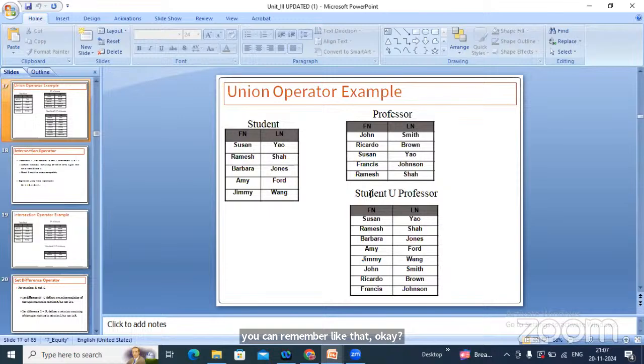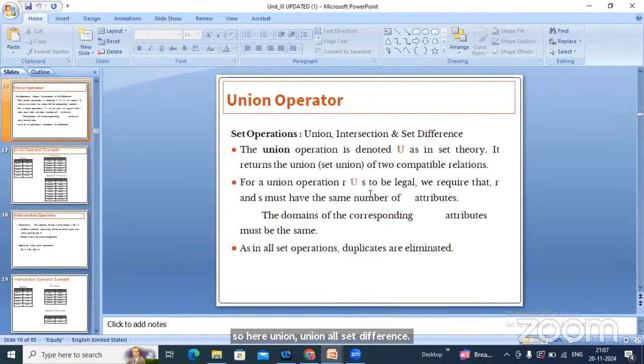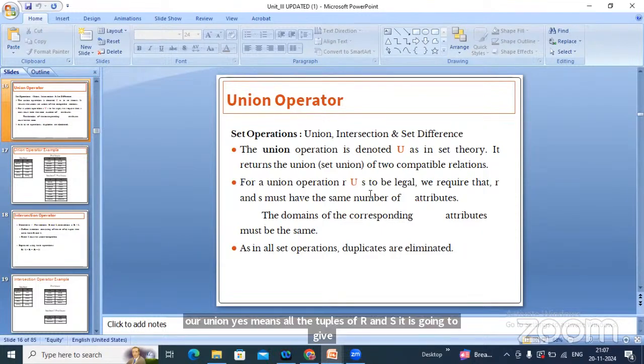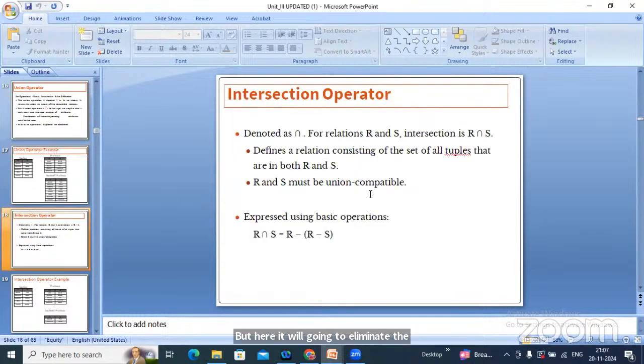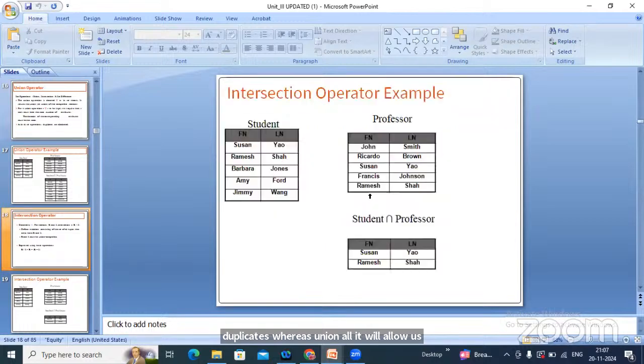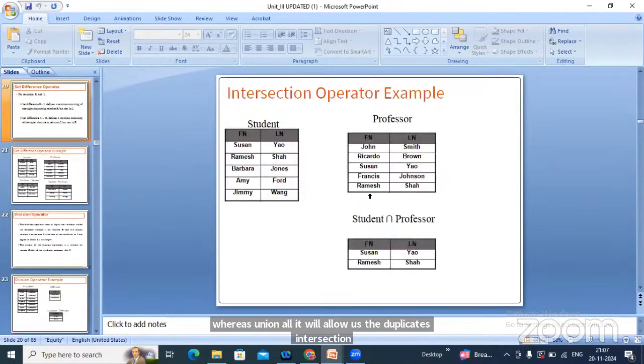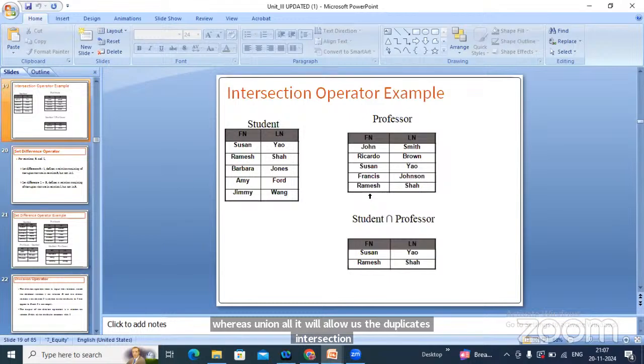So the union operator is the same as in set theory. Here we have union, union all, set difference. The union operator is denoted by U, and R union S gives all the tuples of R and S, but it eliminates the duplicates, whereas union all allows the duplicates. Intersection: only common elements will be retrieved.